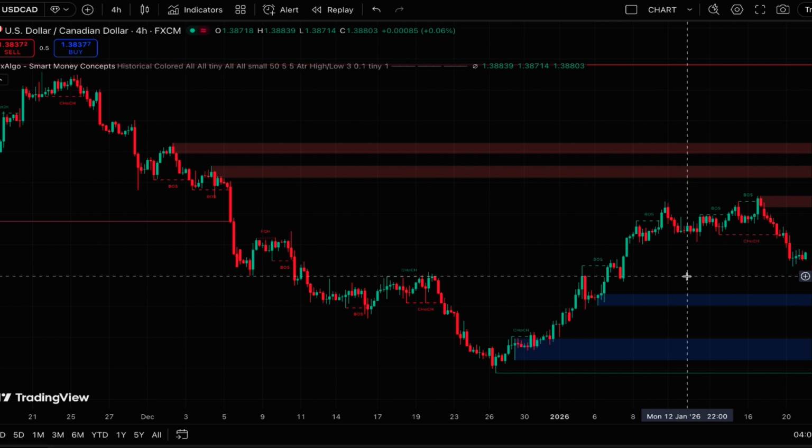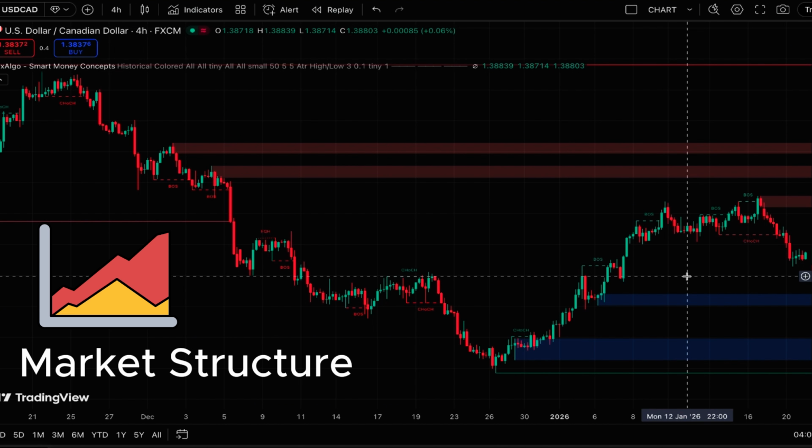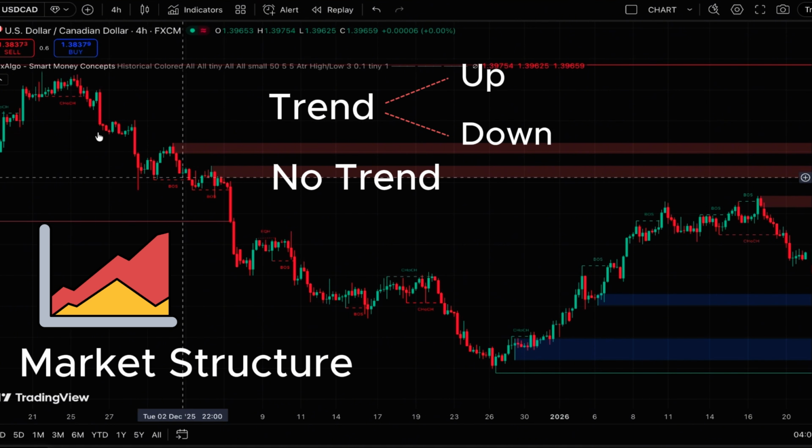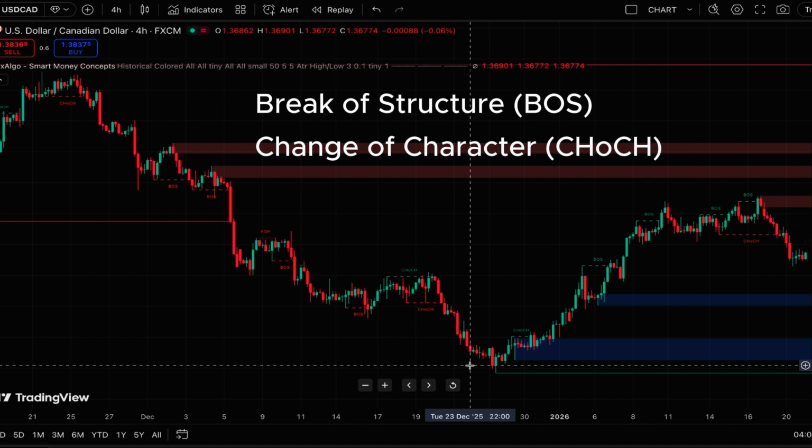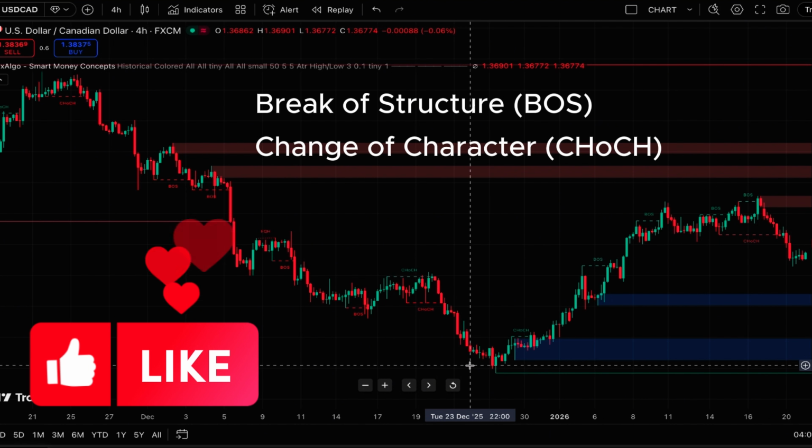First of all, we have concepts that are related to the structure of the market. Financial markets have structure. They trend or do not trend, and when they trend, it is either an uptrend or a downtrend. We have two concepts related to the structure: break of structure and change of character, and this indicator shows them in two perspectives: short term and long term.